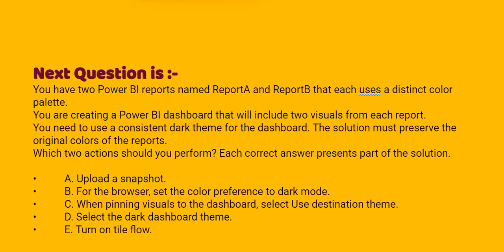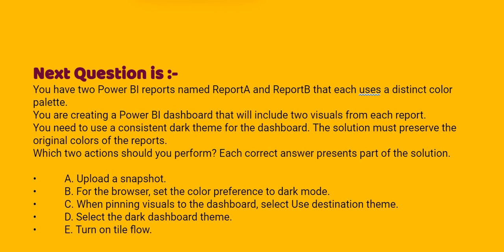Next, you have two Power BI reports named Report A and Report B that use a distinct color palette. You are creating a Power BI dashboard that will include two visuals from each report. You need to use a consistent dark theme for the dashboard. The solution must preserve the original colors of the reports. Which two actions should you perform? Each correct answer presents part of a solution.